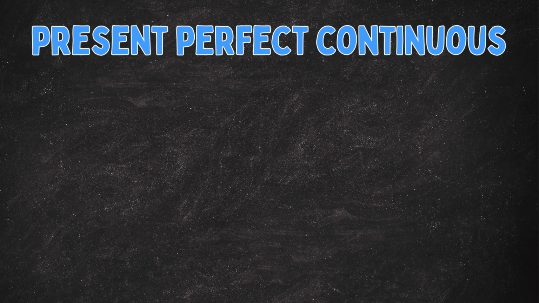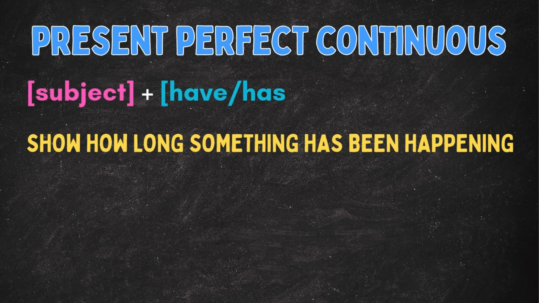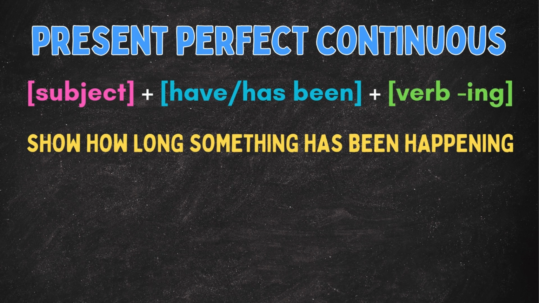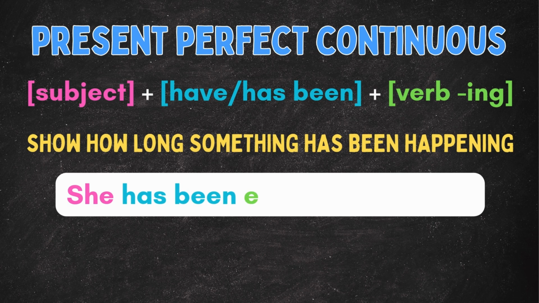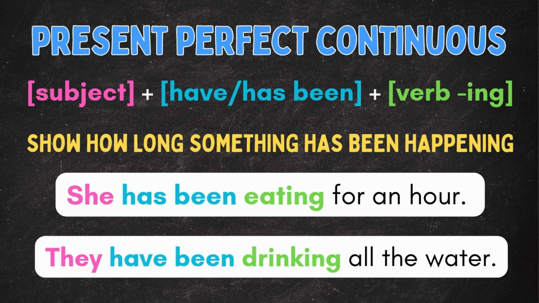Present perfect continuous. We use the present perfect continuous to show how long something has been happening. The sentence structure consists of subject plus have or has been plus verb with ing. For example, she has been eating for an hour. They have been drinking all the water.